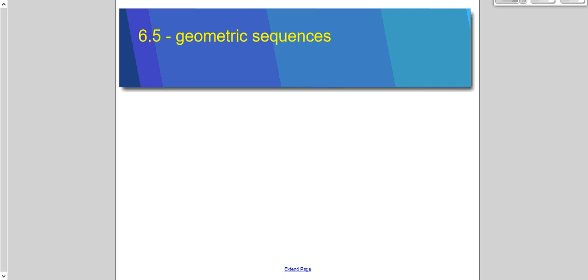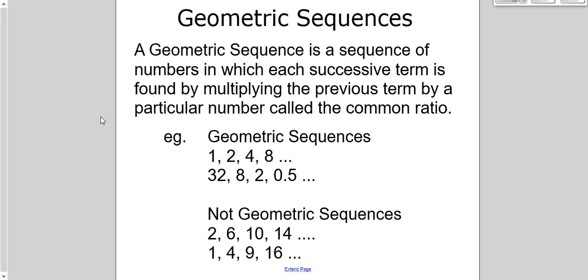Let's take a look at geometric sequences now. A geometric sequence is a sequence of numbers in which each successive term is found by multiplying the previous term by a particular number called the common ratio. So this is where we're looking at sequences where you get the next number by multiplying by something.